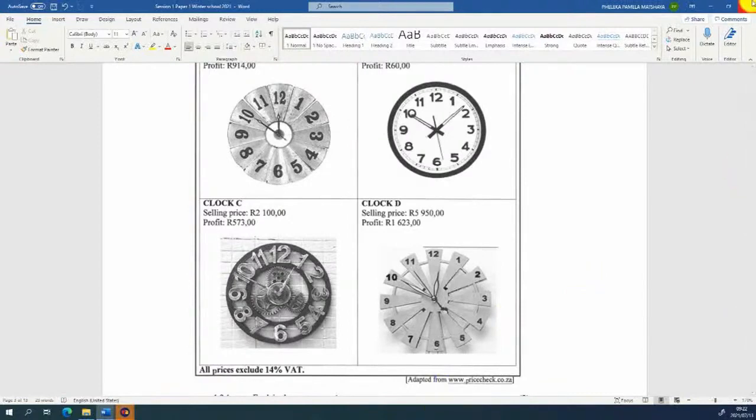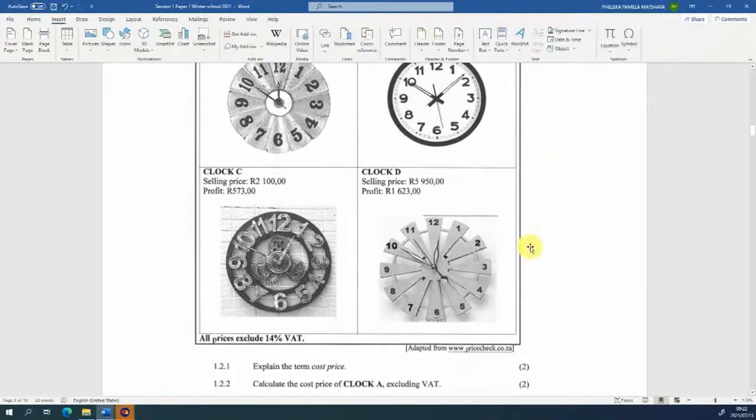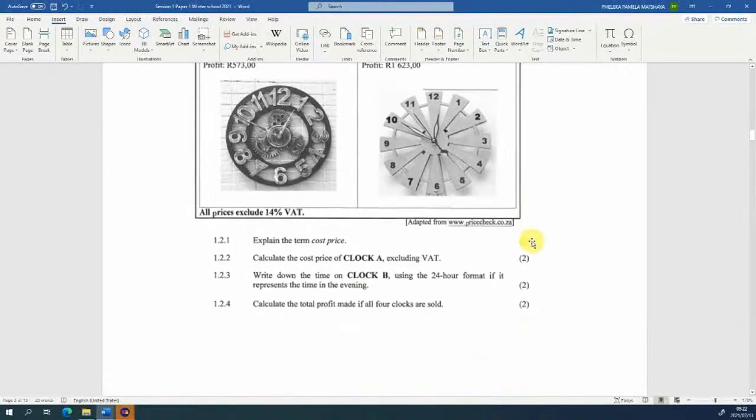Can we now go to the questions? Paper 1 is quite straightforward. Explain the term cost price. Although it is in paper 1, in the past we would have these level 4 questions, where you have to give an explanation, reasoning, only in paper 2. But as of two years back, we experienced that you could be asked reasoning questions even in paper 1.